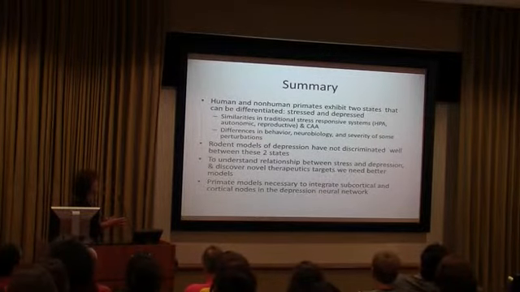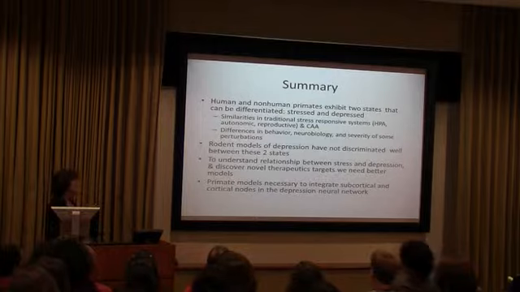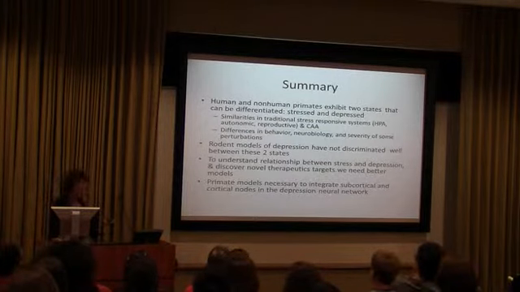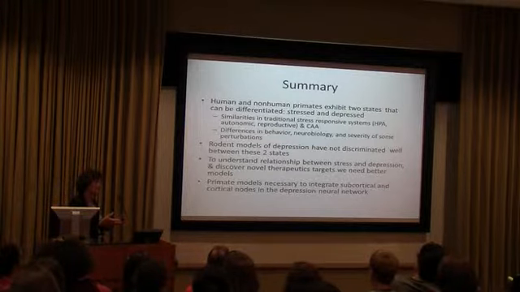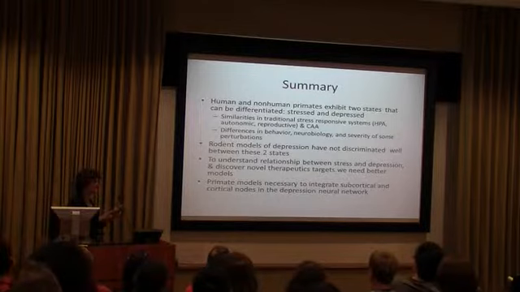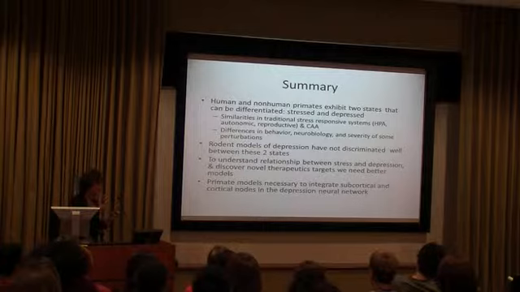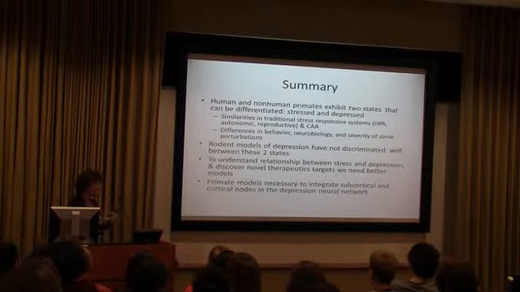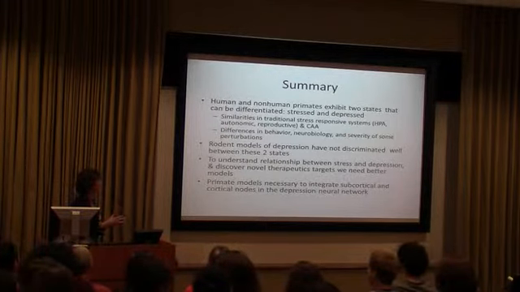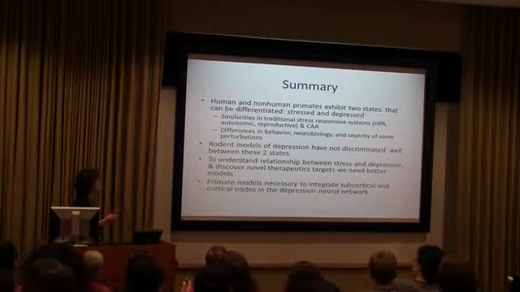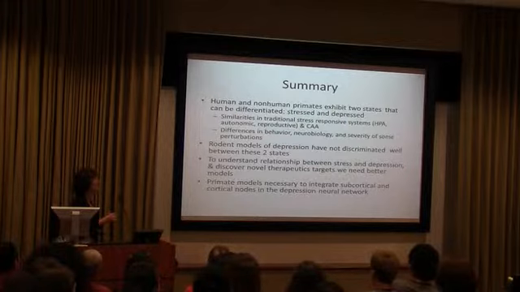So what I think is that human and non-human primates exhibit 2 states. I believe that about the monkeys, that our stressed monkeys are very different than our depressed monkeys, and that those 2 states, stressed and depressed, can be differentiated. There are similarities in traditional stress-responsive systems, which is part of the rationale for using stress models to study depression. But there are differences, and maybe important differences, in behavior and neurobiology and in severity of some of the perturbations.